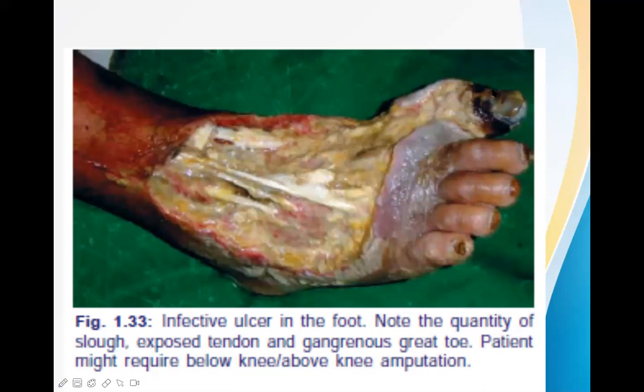And look at this site. There is a gangrenous toe also. This grade 2 is gangrenous. So this has to be an ischemic type of ulcer which is secondarily infected. Because of this gangrene, I can confidently say this is an ischemic ulcer which is secondarily infected, and probably some type of debridement is already done.